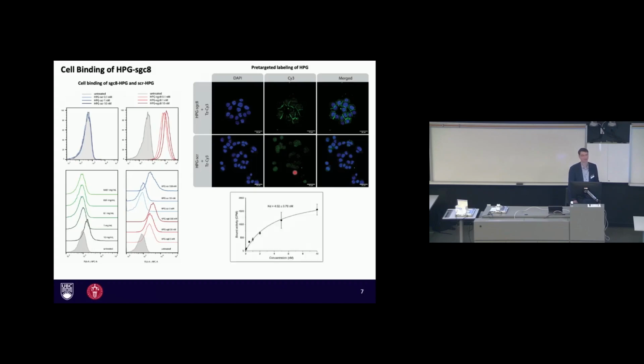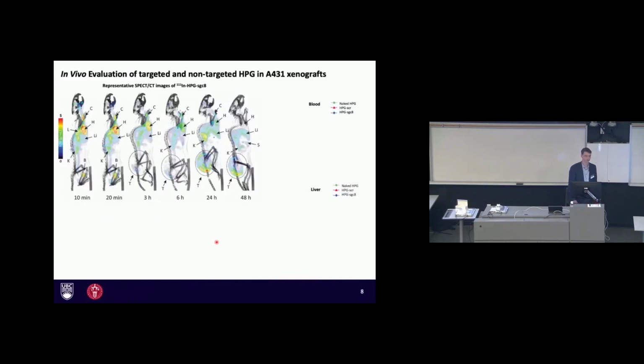We also did a saturation binding assay of our radio-labeled HBG-SGC8. In this case, this was against a breast cancer cell line. And our affinity in our hands was around 4 nanomolar, which is on par, or in the same order of magnitude, as free SGC8. So overall, we were very happy to show that HBG-SGC8 does retain binding affinity, and in vitro those results looked really convincing. So now moving on to the in vivo evaluation.